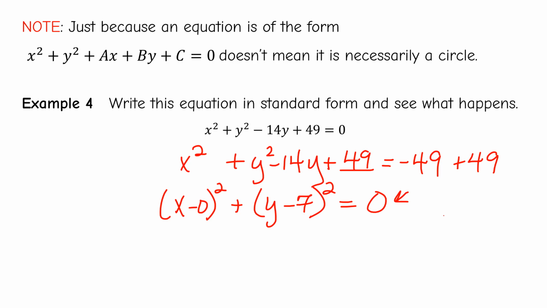However, it is a point. It's the point 0, 7. Because the answer is the xy point that is 0 away from the center, 0, 7. So if it's 0 away from it, it is just the point 0, 7. So if you get it in standard form and you end up with a 0 where your radius is supposed to be, your solution set for that equation is just a point. And that point would be what would be the center of the circle if it had a radius bigger than 0.